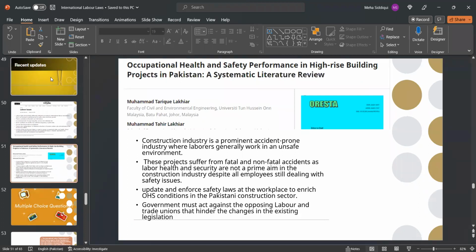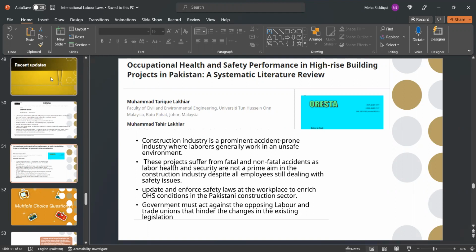The systematic review on occupational health and safety performance in high-rise building projects in Pakistan. According to it, the construction industry is a prominent accident-prone industry where laborers generally work in an unsafe environment. These projects suffer from fatal and non-fatal accidents, as labor health and security are not a prime aim in the construction industry, despite all employees still dealing with safety issues.